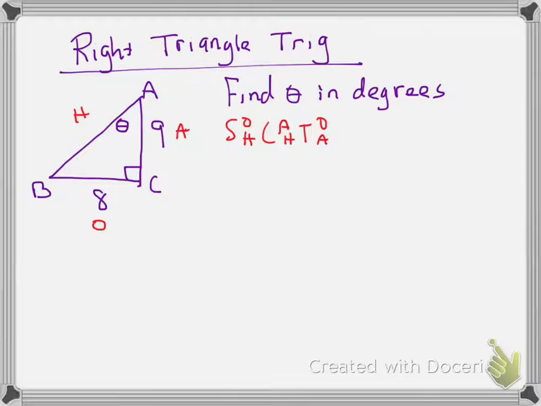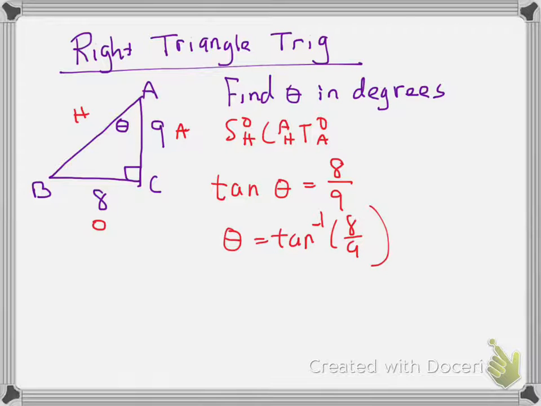So the two side lengths that I have are my opposite and my adjacent. So I'm going to use the tangent. The tangent of some angle that we don't know yet is equal to this ratio of my opposite over my adjacent, 8/9. Now, what we're going to do is solve for theta. So I have to take the inverse tangent of both sides. When I take the inverse tangent of this ratio of my sides, I'm going to get back to my angle measure. And I end up getting about 41.634 degrees.